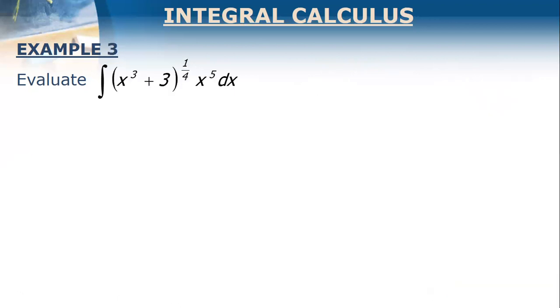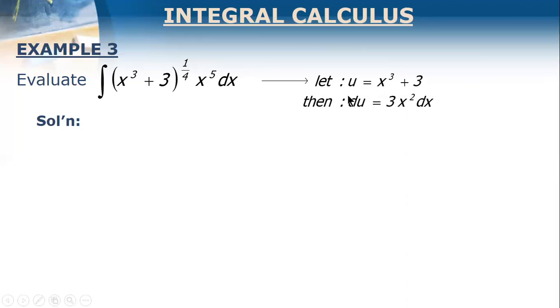Example number 3. Again, as I have said in the first sample problem, if you have this expression raised to a certain power, most likely you will make this one your u, so that you will have u raised to 1/4. So let u equal x cubed plus 3, and du equals 3x squared dx.